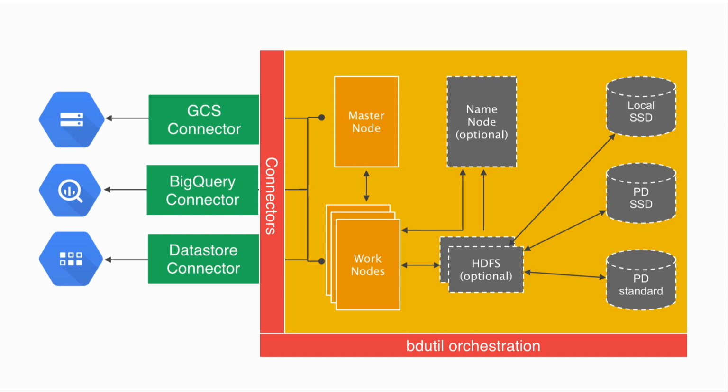In addition to the connectors, we have also created a tool called BDUtil, which stands for Big Data Util. That tool automates the deployment and the configuration of Hadoop and Spark on Google Cloud Platform. So we'll deploy them, we'll spin up the VMs, as many as you want, we'll deploy, we'll configure, including installing and configuring the connectors, and the cluster is available for you to use.